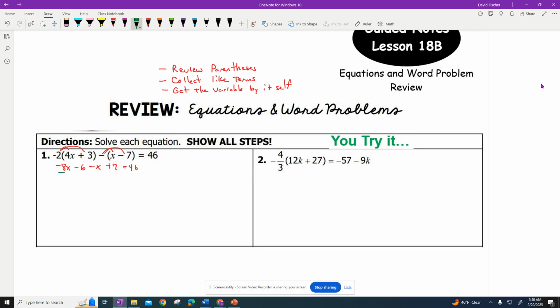Okay? I want to collect my like terms. I see x's and x's there for a total of -9x. I see a -6 and a +7 there. Those are like terms. And a -6 and a +7 is a +1. And now I want to get rid of that 1. Oops, that's a 45. And get rid of that 9.